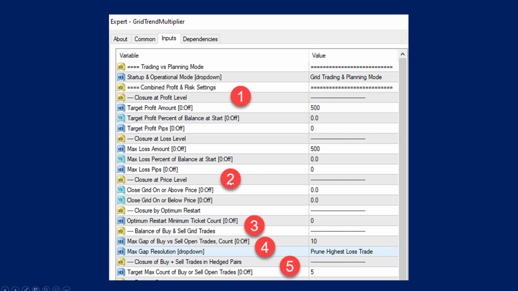The other pruning method is if you want to close the grid at a specific price level. You can specify the price at which the EA will close all deals, either above a certain price or below a certain price. And then we have the optimum restart method, and I'll go into that one in a little more detail. We also have the maximum gap between buy and sell method, and I'll show you that one in a little more detail. Then we have the hedged pair closing method. Okay, so let's look at the last 3 in a little more detail.